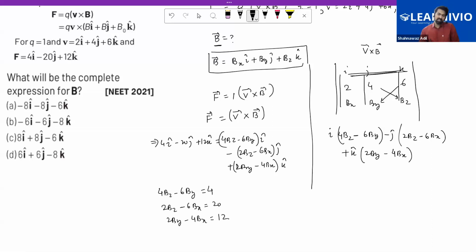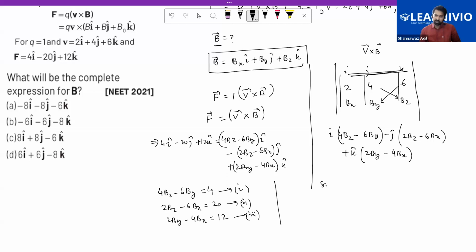So you see that this is one equation, this is second equation, this is third equation. So how do we solve this thing? Right? How do we solve this thing? So what we'll do is that first we'll solve second and third.